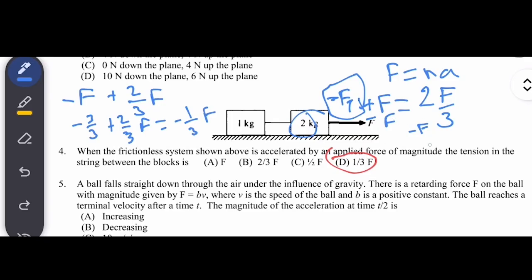Now that we have negative force tension is equal to negative 1/3 F, to get this negative off of the force tension, we'll divide by -1, giving us that force tension is equal to 1/3 F, giving us the same answer of choice D both ways.